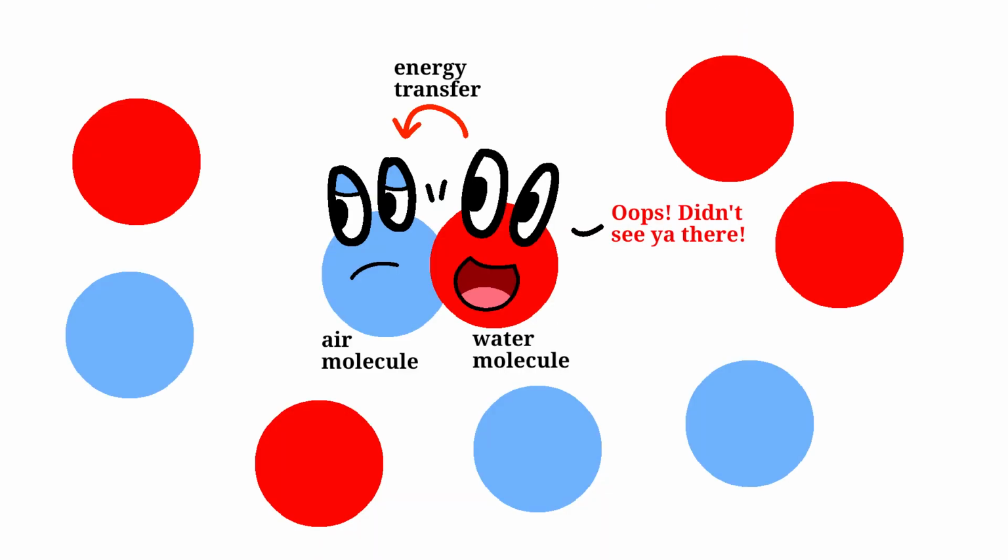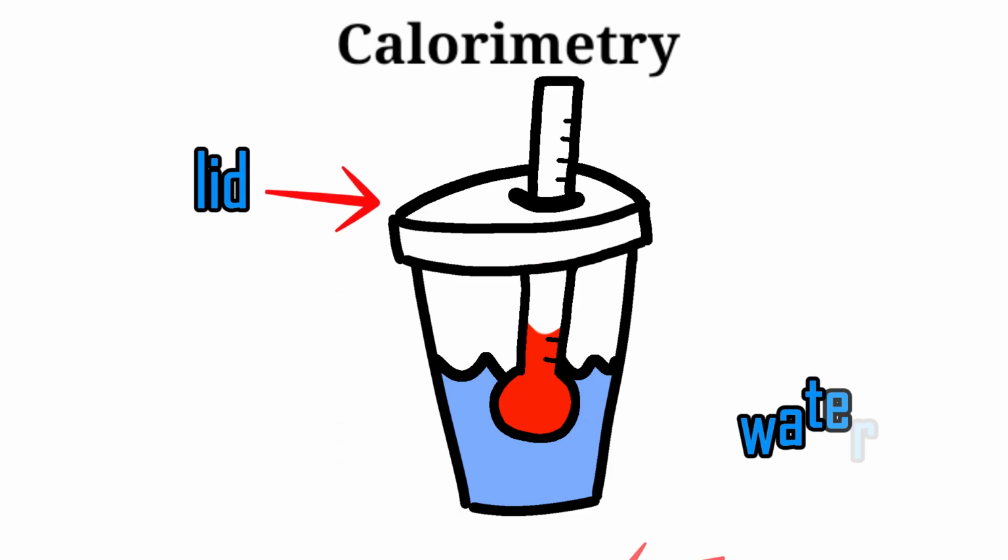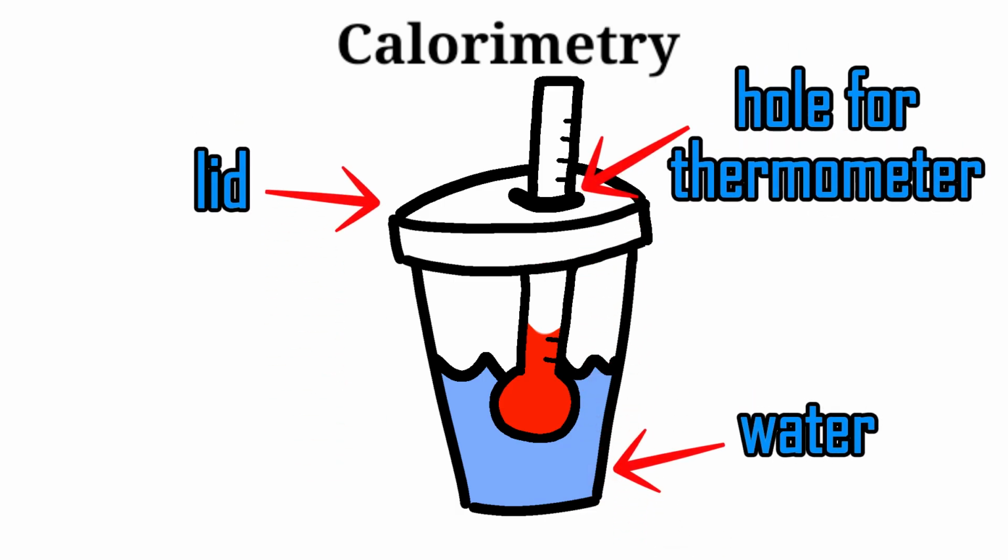In this case, thermal equilibrium happens because the water molecules will collide with the air molecules and transfer some of their kinetic energy until both of them are at the same temperature. One way you can measure heat transfer is with calorimetry. In calorimetry, you use a calorimeter, which is a styrofoam cup with a lid, some water, and a hole for a thermometer. First, you measure the initial temperature of the water.